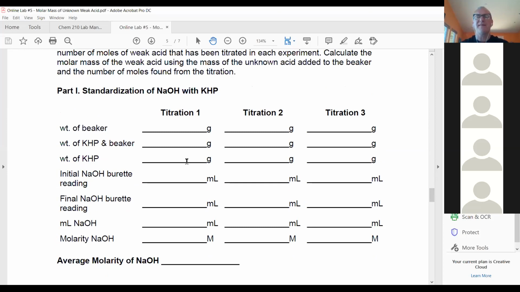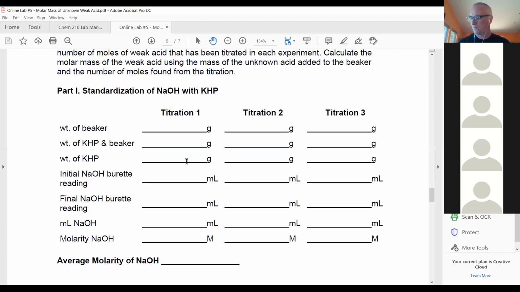I think what it is is that I took that from another lab, a lab we did in person where we actually had the beaker and the KHP and everything else. So yeah, that won't be necessary. Yeah, thanks for pointing that out. I can take that out.